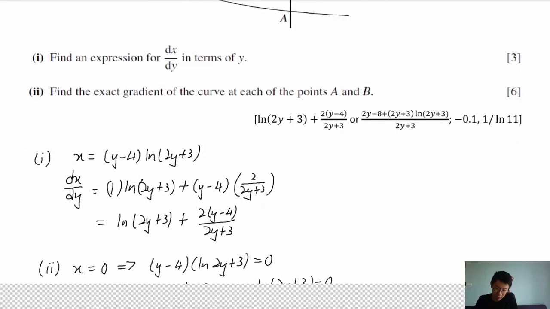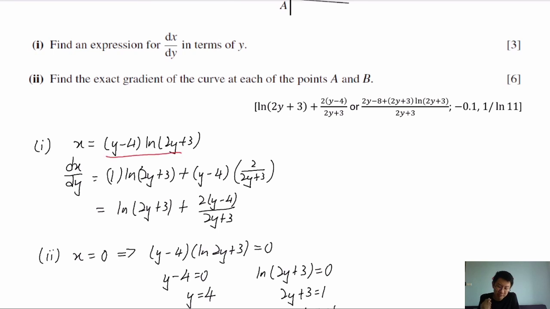So it's not difficult to do. For this one, because we have two terms, it's a product, so we have to use the product rule accordingly. So differentiate y minus 4, we get a 1, and we fix the ln 2y plus 3. And then the next thing is we fix the y minus 4, and we differentiate the ln 2y plus 3.